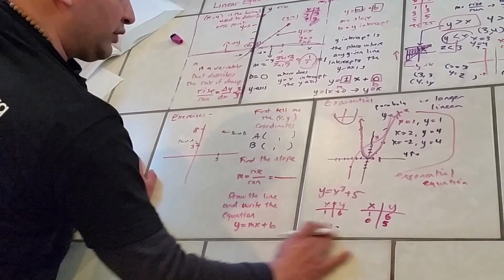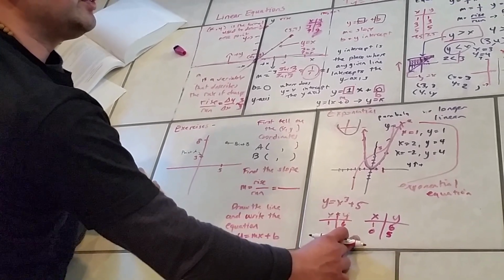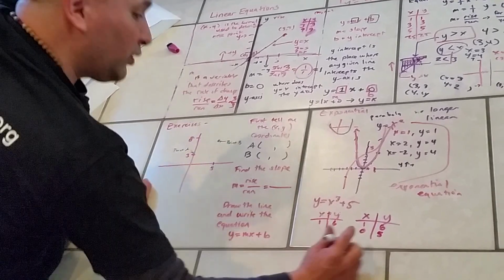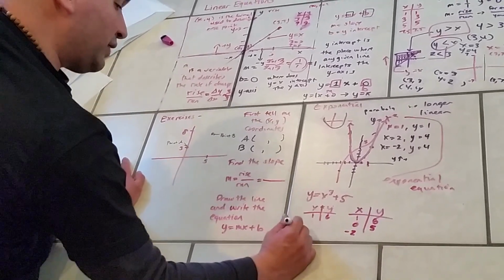Okay, good. So now I did a positive, I did a 0, and what's the third value I want to use? A negative, right? So now I want to do negative 2. So what's negative 2 to the third power, which is like this?